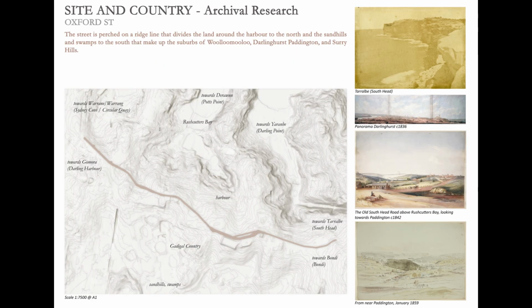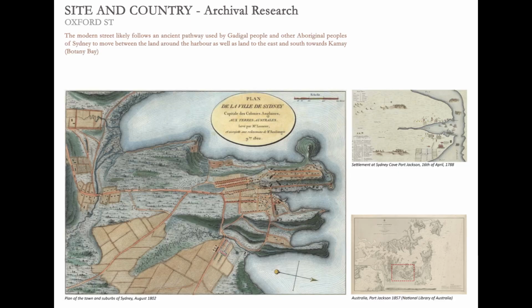Our archival research on Oxford Street reveals its unique position, perched on a ridgeline that historically divided the land around Sydney Harbour to the sandhills in the north and swamps to the south. This natural formation shaped the development of suburbs like Darlinghurst, Paddington, and Surry Hills. The archival maps and images from the early 1800s illustrate these connections, showcasing the evolving relationship between natural landscapes and urban growth that helped define Oxford Street's historical significance.